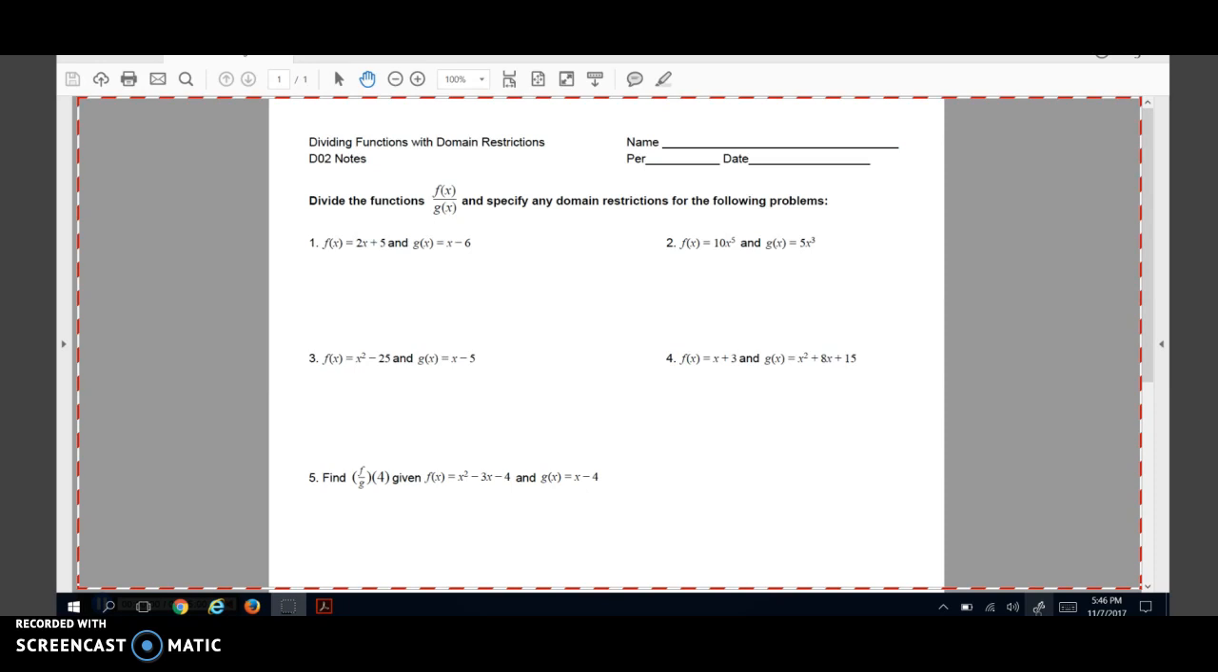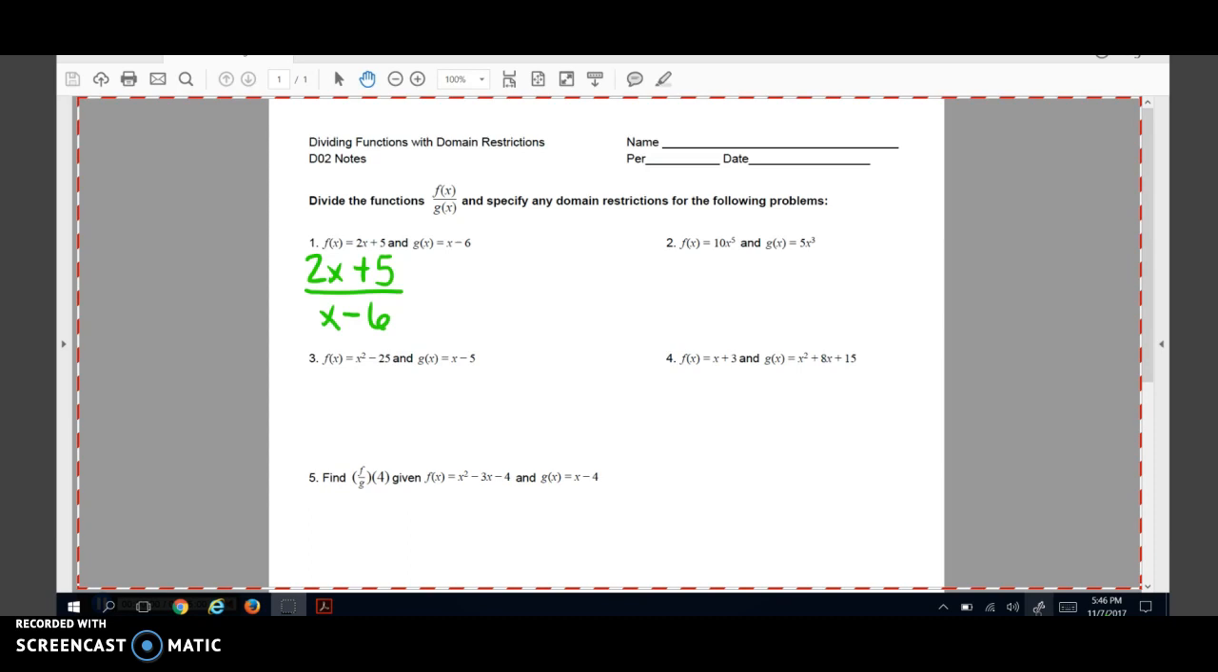So again, we're going to divide these two functions, f of x being 2x plus 5, and we're going to divide that by g of x, which is x minus 6. What we want to do now is look at the numerator and the denominator to see if there's anything that we can simplify. And looking at them, we see that there's absolutely nothing that we can simplify. So that would be f of x divided by g of x.